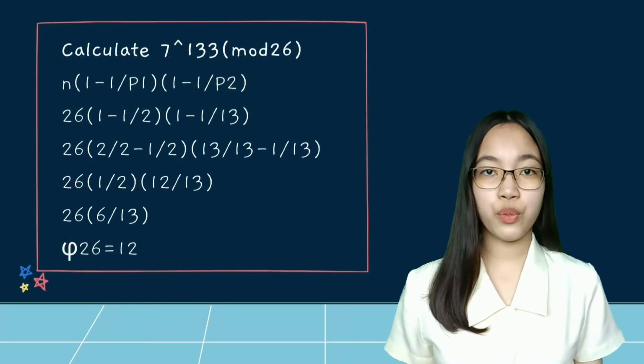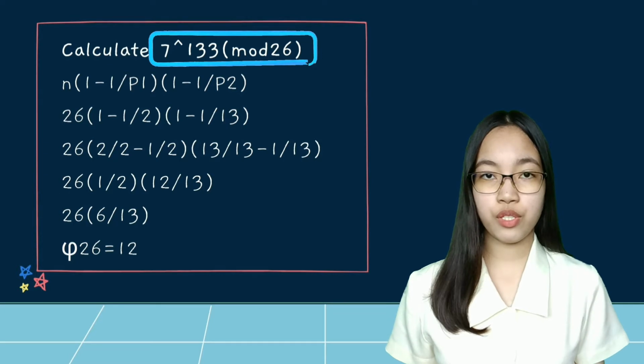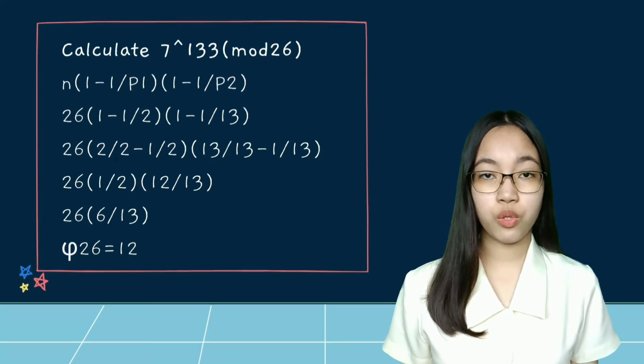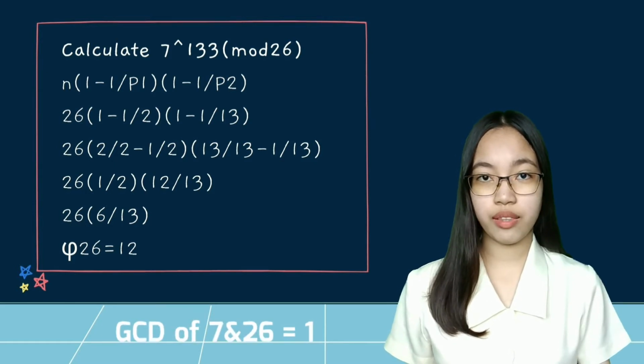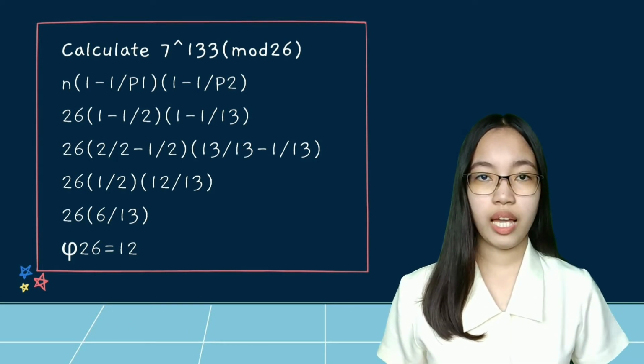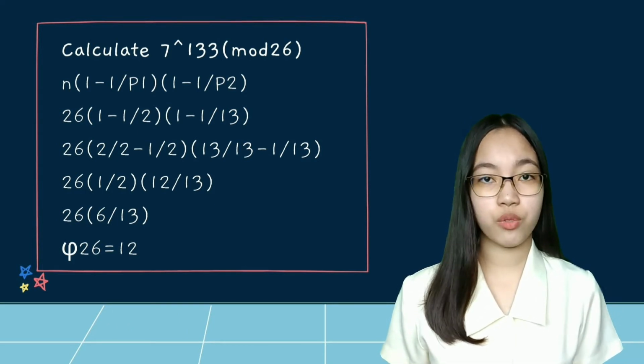So let's say if we were to calculate 7 raised to 133 mod 26. So the first thing that we need to know is the GCD of 7 and 26, and that is 1. And that allows us to use the formula that we're going to use later. And the next thing to do is to find the totient of 26.